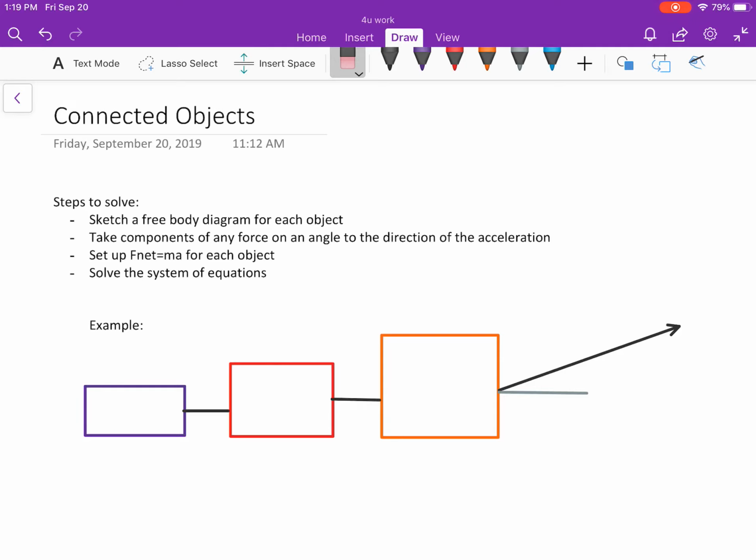When we're working through F net equals ma, each object is going to have the same acceleration, nothing stretching or doing anything weird, so they're all moving together. There's a neat connection with the connecting force. That connecting force that maybe is speeding one object up is slowing another object down. So you'll see as we work through the math that we get some neat canceling out, makes the math actually a little bit easier to solve.